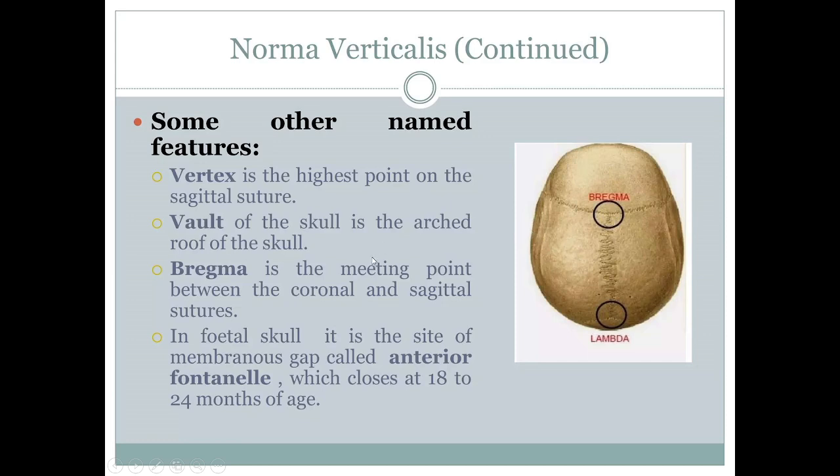Then, what is bregma? Bregma is a most important MCQ asked in NEET. Bregma is the meeting point between the coronal and the sagittal suture. This is the coronal suture and this is the sagittal suture. The meeting point of these two sutures is called bregma. In the fetal skull, it is the site of the membranous gap called the anterior fontanelle, which closes at 18 to 24 months of age.